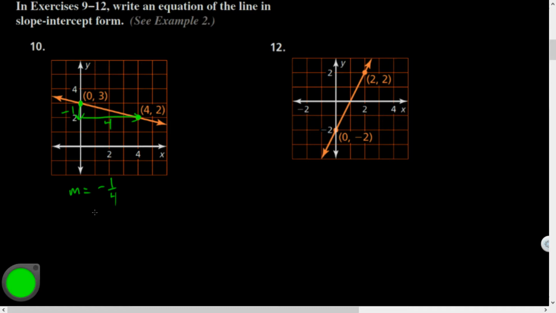So there's my slope. What's the y-intercept here, friends? Yeah, the y-intercept is where the line crosses the y-axis. So b equals 3. So y equals -1/4 x plus 3.